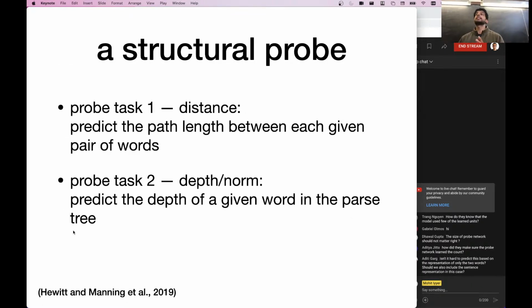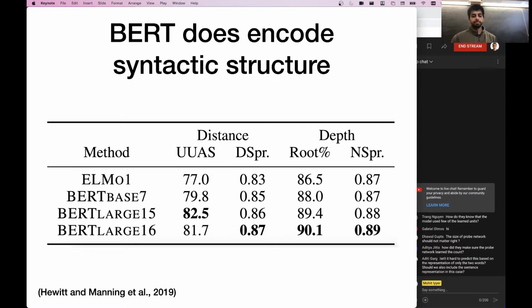So you have 2 tasks that you need to do in order to recover this tree structure from BERT. First, predict the length of the path in the tree between 2 words. So I would have the representation of word 1, the representation of word 2. I would feed them to a classifier to predict the length. And secondly, predict the depth of a given word in the tree. And you can do this by putting a classifier on top of the specific word representation, or you could just take the norm or some other metric of it to see if it correlates to the depth.